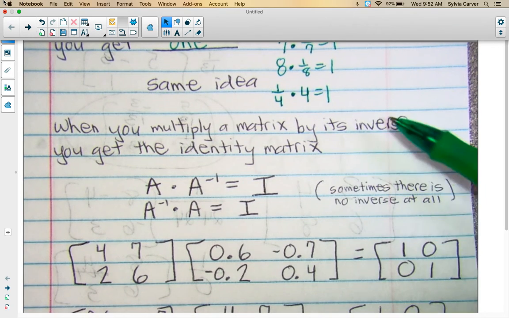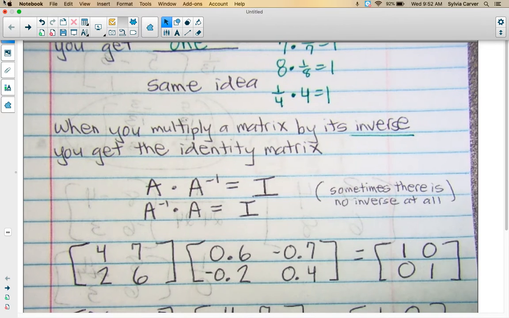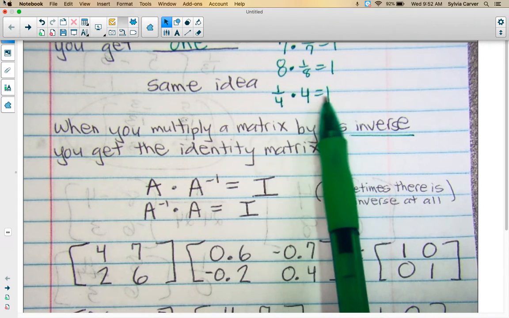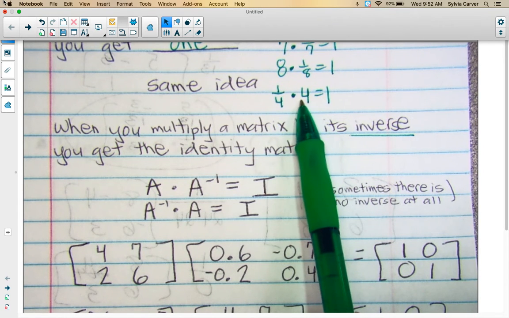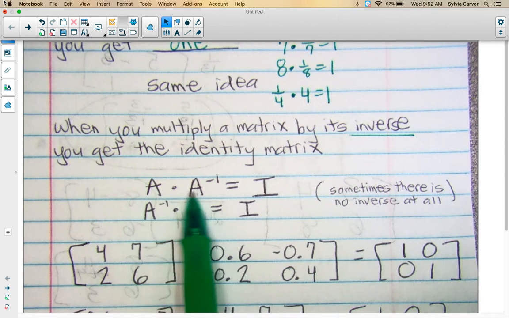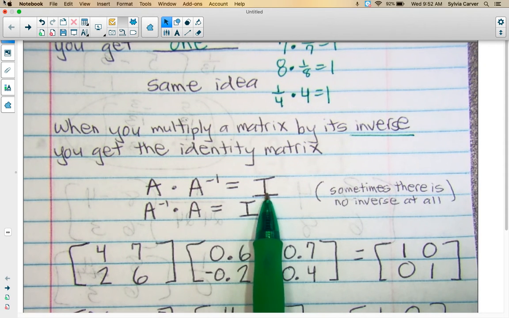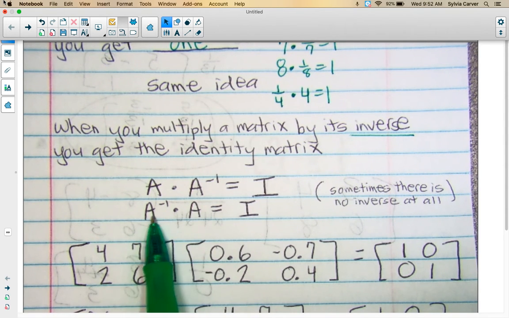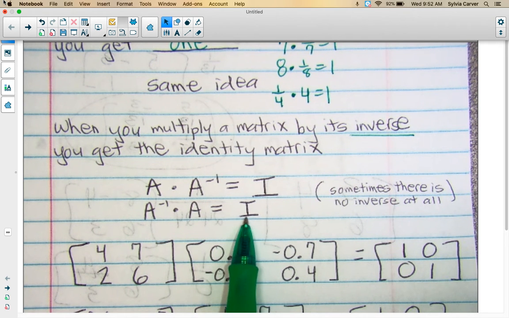When you multiply a matrix by the inverse, which I'll show you how to do today, you get something called the identity matrix, which acts as the number 1. So this is our regular matrix, this is our inverse, and if we multiply these two, we get the I matrix, which is called the identity matrix. If I take the inverse and multiply by the matrix, I also get I.